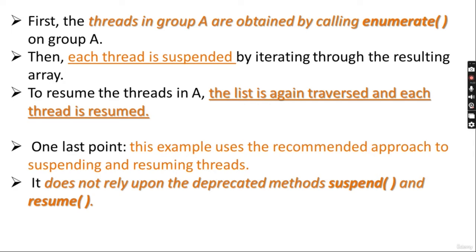One by one, all the threads are suspended by iterating through each of them in the resulting array. To resume the threads in A, the list is again traversed and each thread is resumed. One last point. This example uses the recommended approach to suspending and resuming threads. It does not rely upon the deprecated methods suspend and resume.